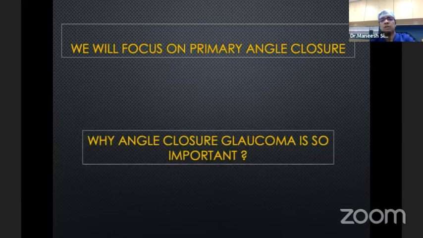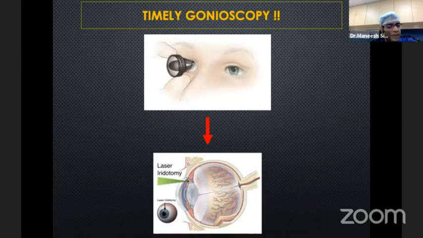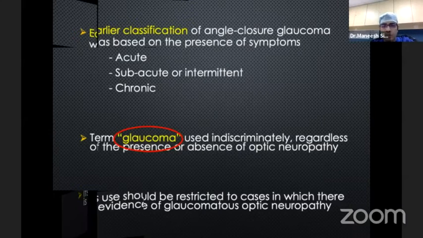Now, why are we focusing on angle closure? We all know that in India, we have more angle closure glaucoma, but what is more important is that it is a preventable cause of blindness. If you do a gonioscopy timely and do a PI, most of the patients will never progress to angle closure disease. There have been multiple classifications.